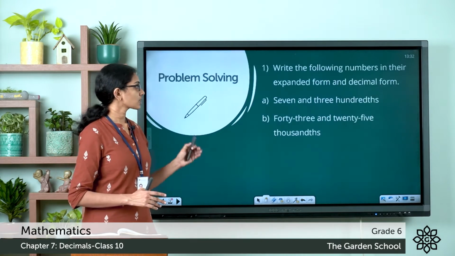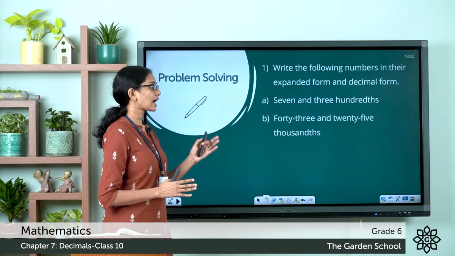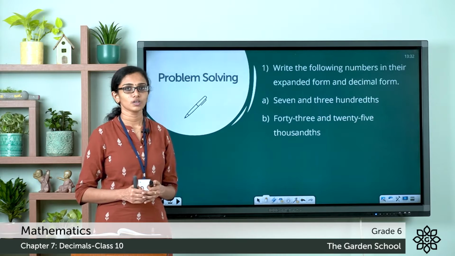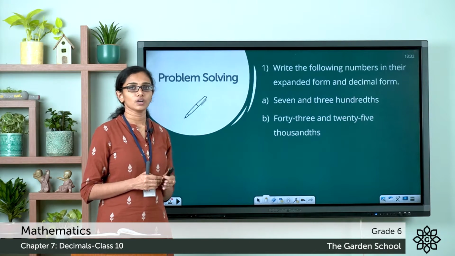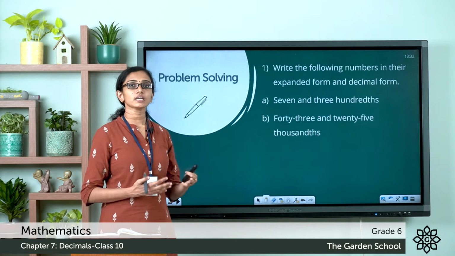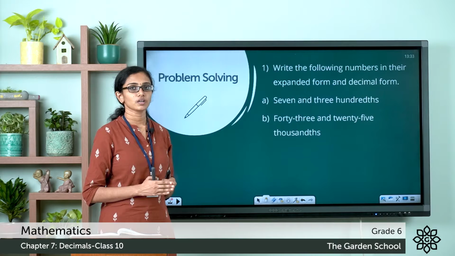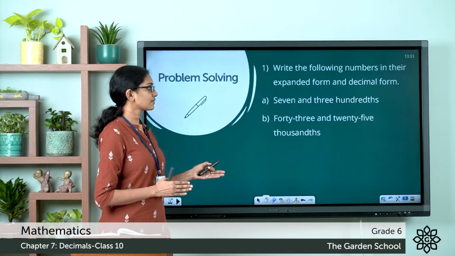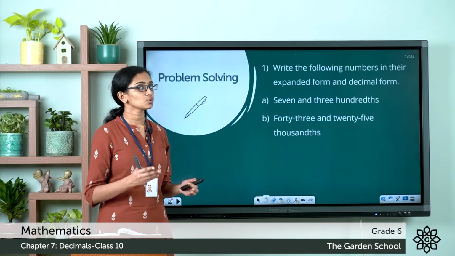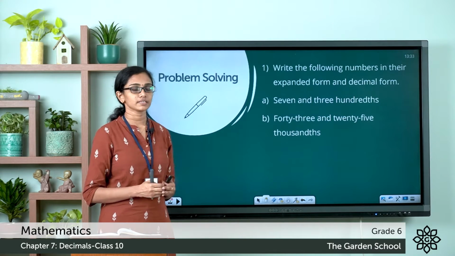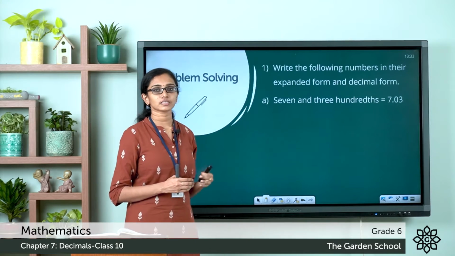It says, write the following numbers in their expanded form and decimal form. Here you are given two number names. You have to write the corresponding decimal numbers and also the expanded form. See the first one, 7 and 300. We have learned two methods to read and write decimal numbers. So, the first one, 7 and 300.